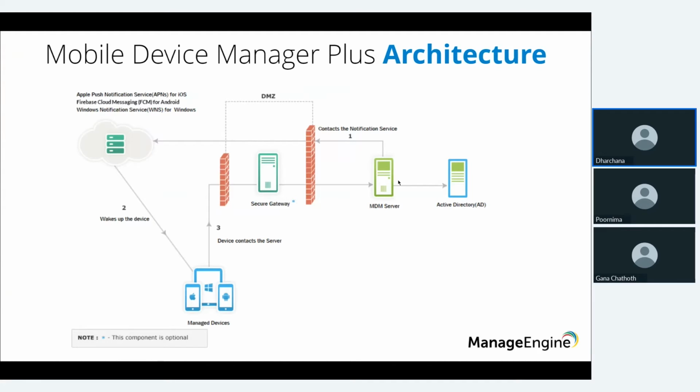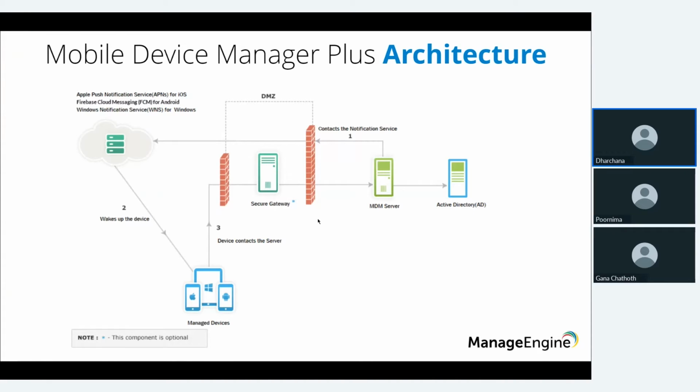If in case you're worried about security and do not wish to expose your MDM server to the internet, then MDM provides you with an option wherein you can configure a secure gateway server which acts as an intermediary between your MDM server and the internet. All these settings are only for the on-premise MDM setup. If you are using the cloud version of your product, you need not worry about these settings.